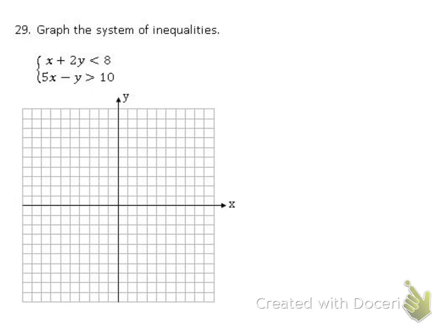Problem 29, we're supposed to graph the system of inequalities. It's the same as graphing individual inequalities. We just have to look at where the shaded regions overlap in order to get our final solution region. So I'm going to start by graphing the inequality x plus 2y is less than 8.